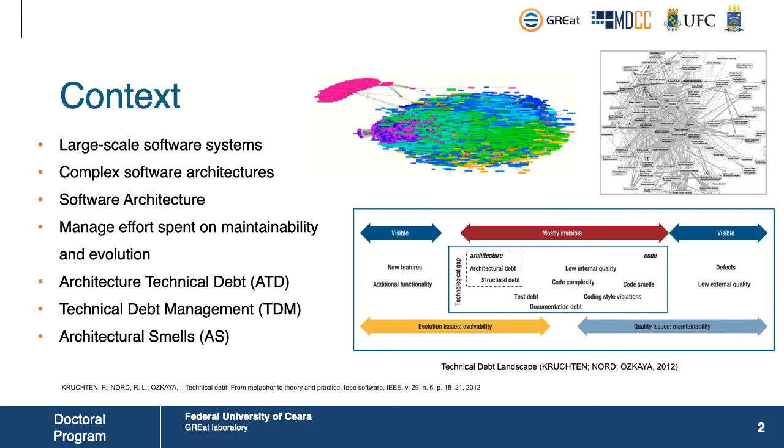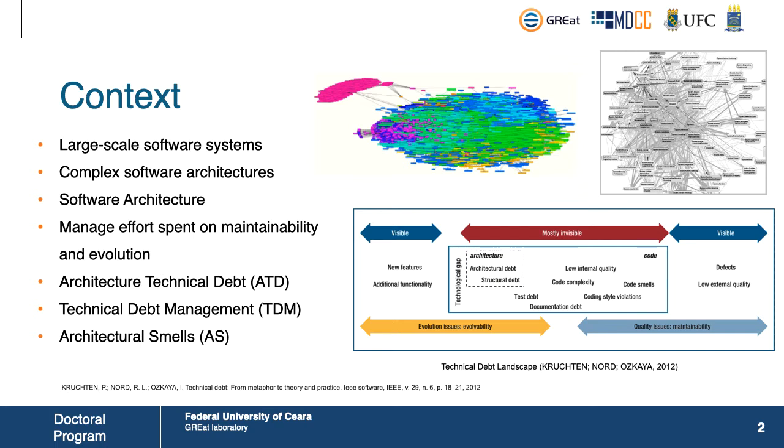It's important to know the context of our study and some critical concepts. There is a natural pressure to provide quality and controlled costs in large-scale software systems. A large number of integrated components, models, and subsystems requires a more complex software architecture to ensure the sustainable growth of large software systems. However, as new features are added and defects are corrected, it's necessary to control the effort spent on maintenance and evolution of the software system.